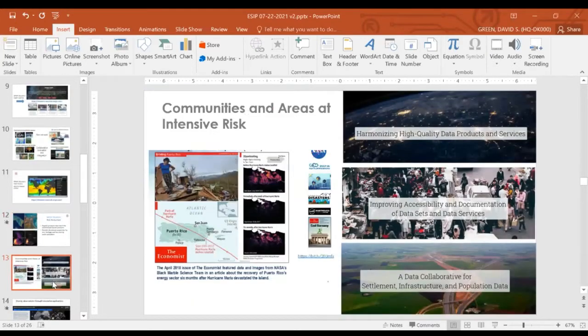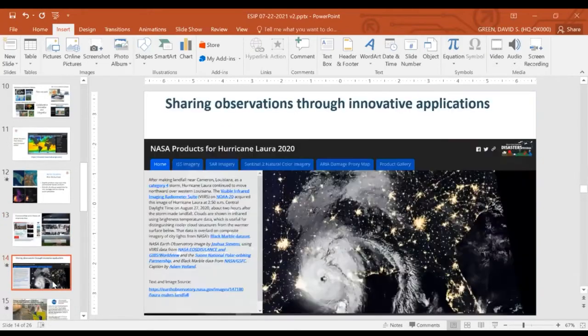Here is an example of what we've looked at at the community level, bringing that information down, of different types. Here, is the power on, is the power off? Has it impacted where people's property has been damaged, destroyed, or the power has gone out? What are the quality attributes? Harmonizing high quality data products and services, improving the accessibility and the documentation of the data, and the data collaborative frameworks and infrastructures, including environmental, population, and economics.